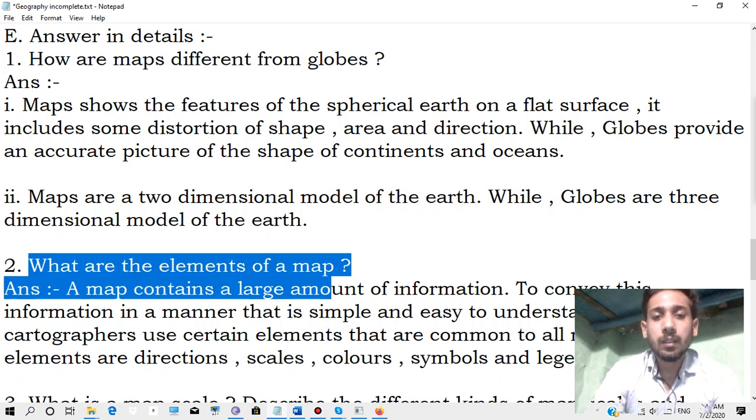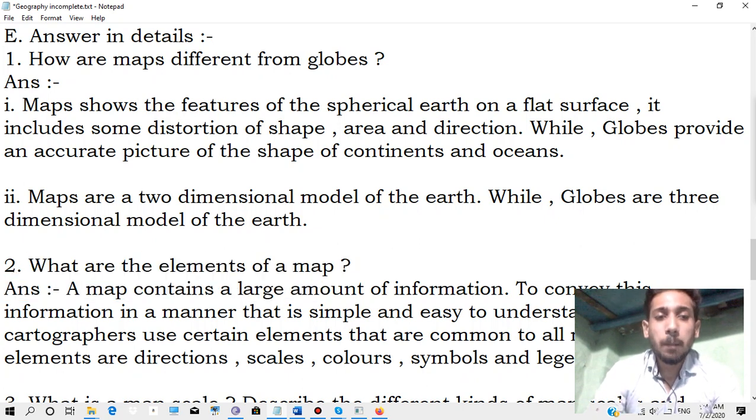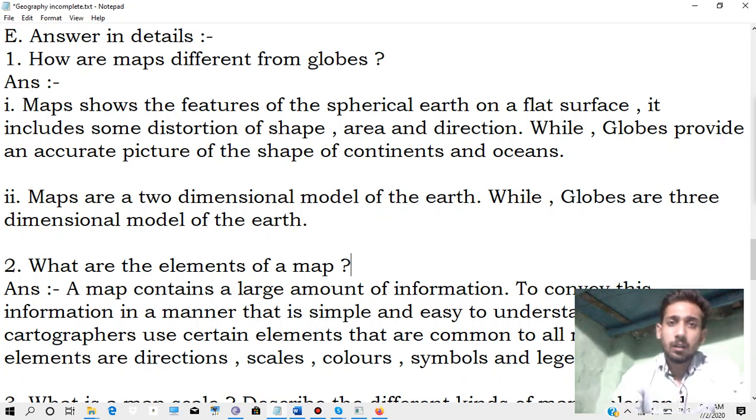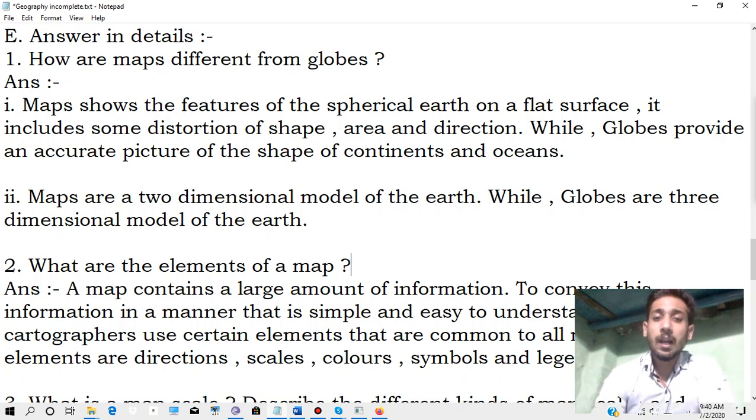If we look at the elements of a map, a map contains a large amount of information. To convey this information in a manner that is simple and easy to understand, cartographers use certain elements that are common to all maps. These elements are directions, scales, colors, symbols, and legends. There are different maps which contain a large amount of information. What kind of information? The direction, the scales, and different kinds of colors and symbols.